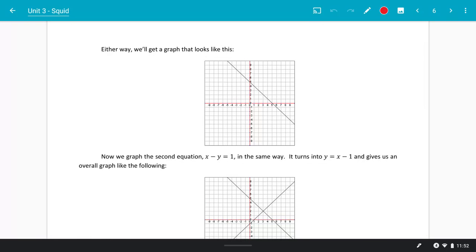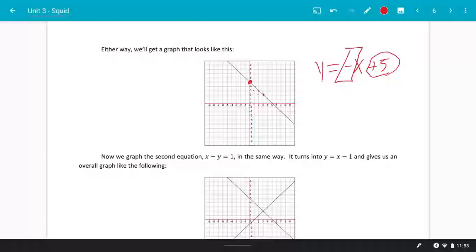Remember, it was y equals negative x plus 5. And we start with our y-intercept is 5, and our slope is negative 1. So down 1 over 1, down 1 over 1, down 1 over 1. And we get that line.